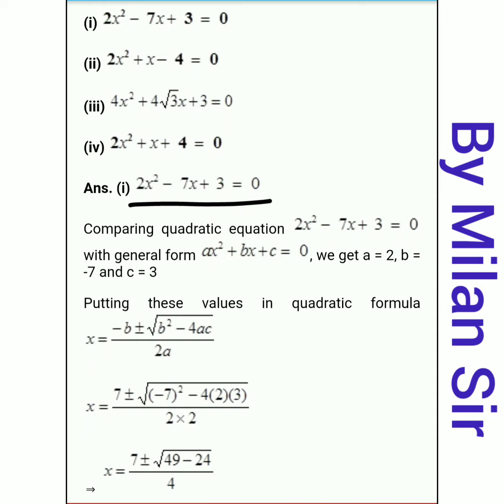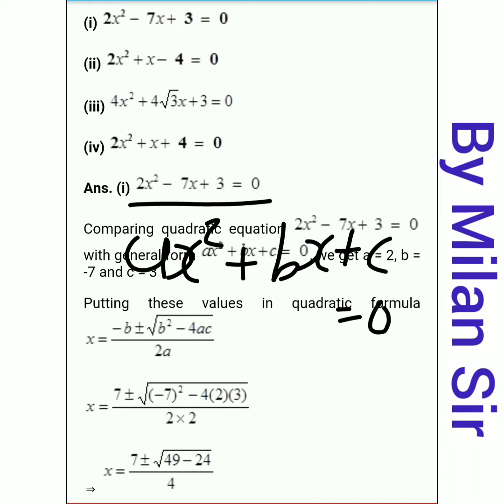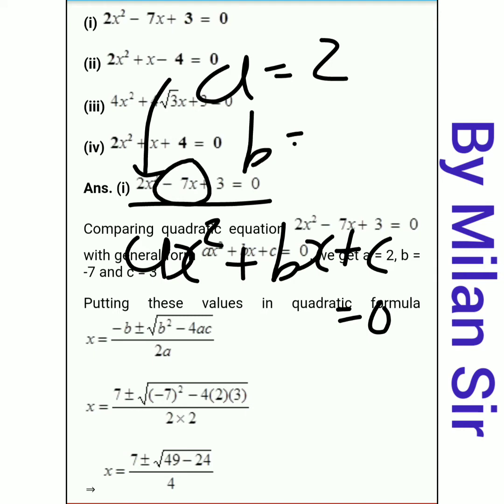Our question number 1 is 2x square minus 7x plus 3 is equal to 0. We need to compare this equation with our standard form, ax square plus bx plus c is equal to 0. The coefficient of x square is our a. Here we have 2x square, so a is equal to 2. Then plus bx, the coefficient of x is called b. Here we have minus 7x, so b is equal to minus 7. We need to write it with the sign. And our constant term is our c, so c is equal to 3.